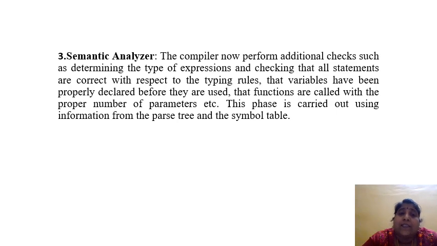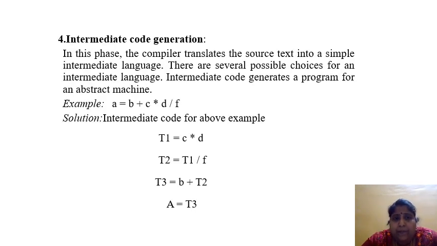Then comes the semantic analyzer. The compiler now performs additional checks such as determining the type of expressions and checking that all the statements are correct within the typing rules. So it will be seen after formation of the parse tree that all the types of expressions and statements we have written are correct. This phase is carried out using the information from the parse tree and the symbol table.